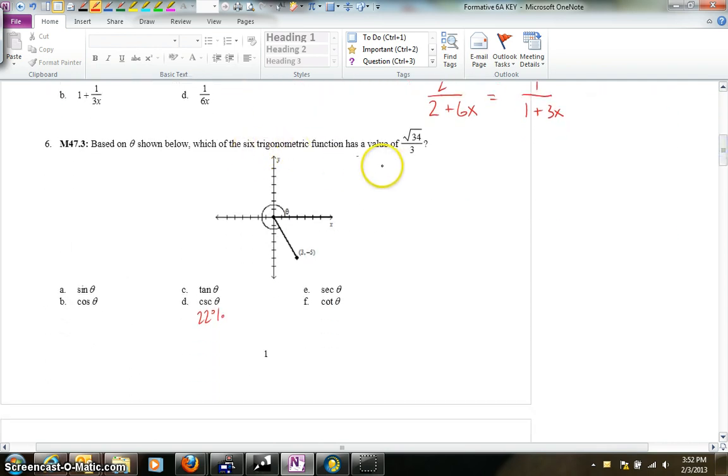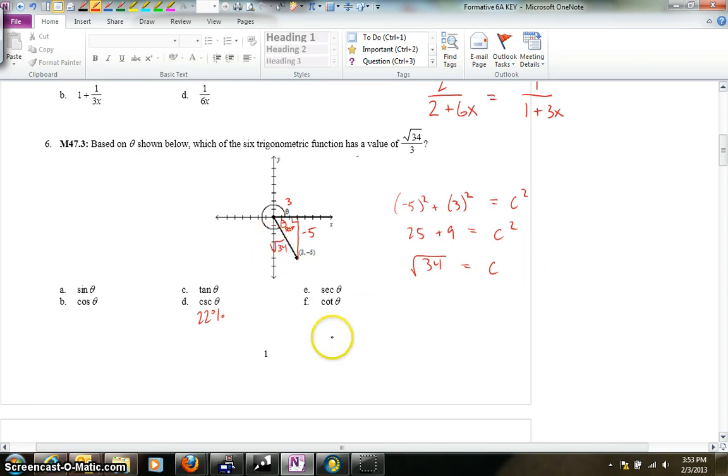Which of the 6 trigonometric functions has a value of radical 34 over 3? Let's finish off the triangle here. We've got to have our right triangle so that we can reference this theta here. This is the reference angle, and this is 3. This is -5. When we do the Pythagorean theorem, we've got -5 squared plus 3 squared, so that's 25 plus 9, 34. We have to square root it because that whole thing was equal to c squared, so the hypotenuse is equal to radical 34.